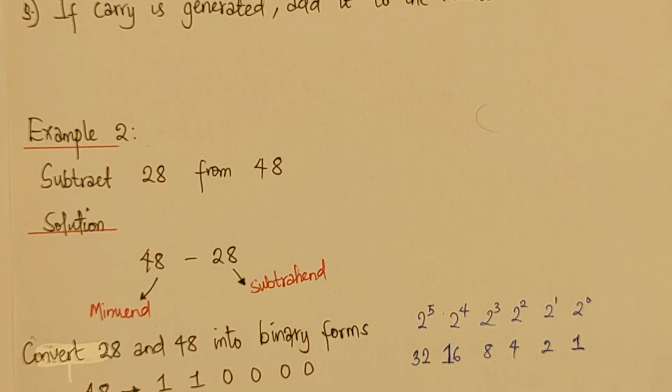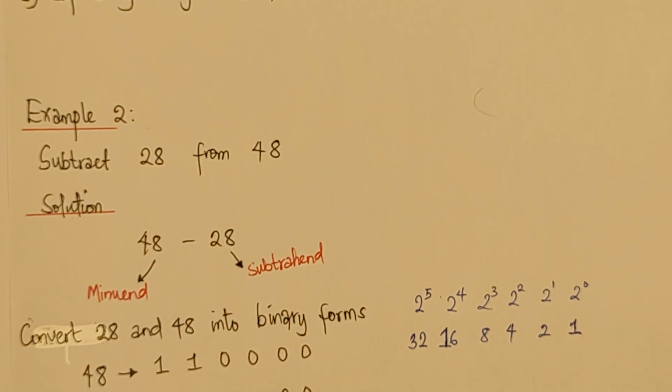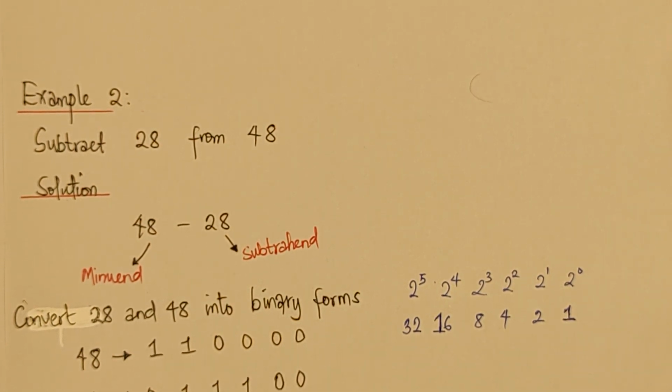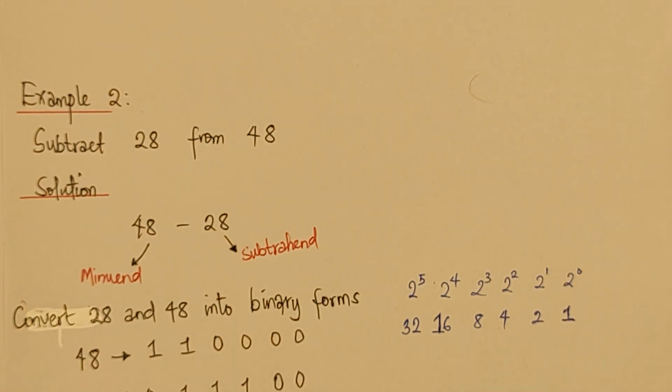So with that, I'm going to locate what binary form will be 28. For me to do that, I need to locate 28 in here, and whenever I can get the summation of 28, I'm going to turn that value on. That means 1. If I am not able to get any value that sums up for 28, I'm going to turn that off, representing it with 0. So with that, let's look at 48.